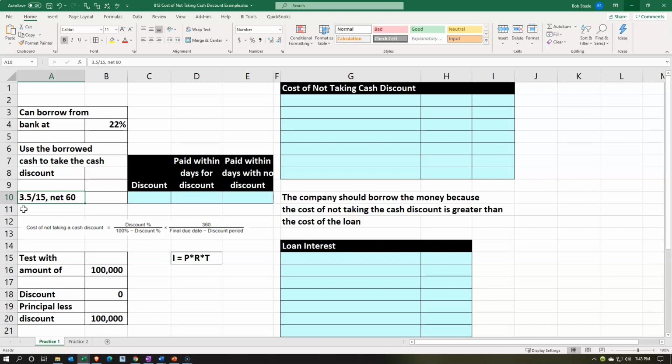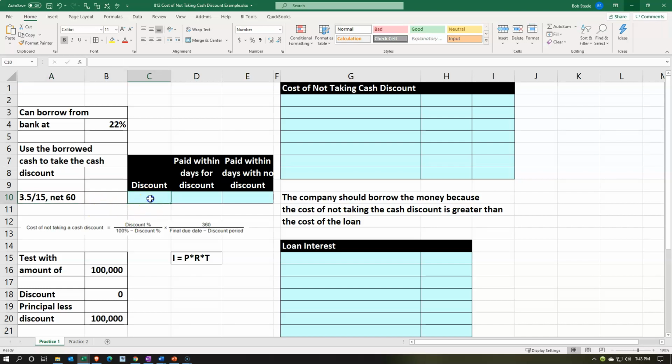But what if we're financing this option? If I have to finance the purchase, should I finance it to then pay for it within the 15 days, or would it be better, since I have to pay interest on the loan, which we're saying is 22%, to wait till 60 days in order to pay at the end of the time period and not get the discount? So that's going to be our scenario.